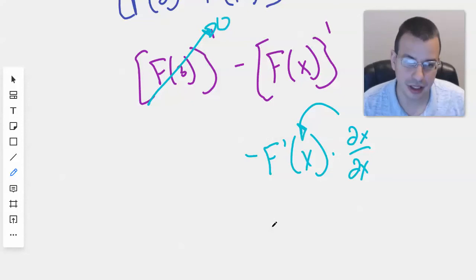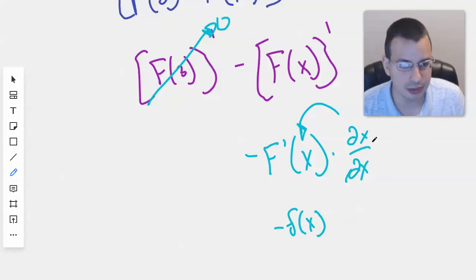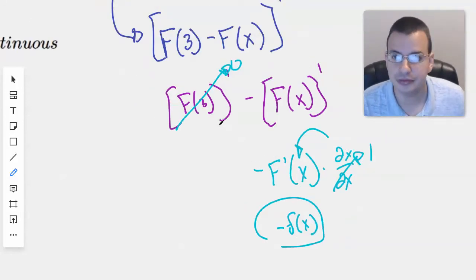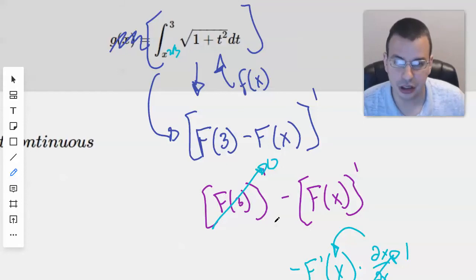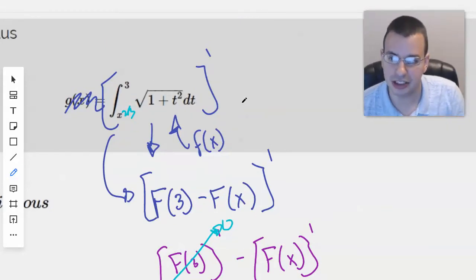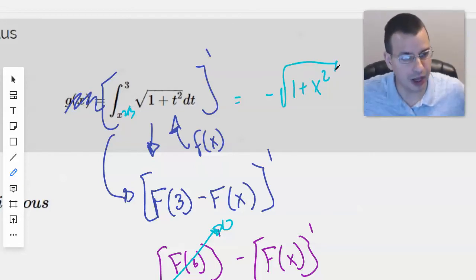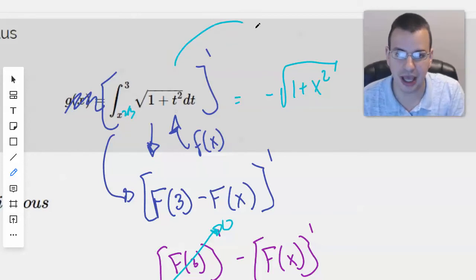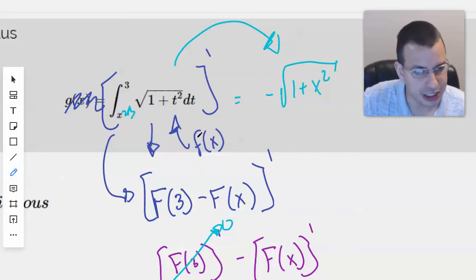So what we have here then is negative f of x times, and then this is just 1. So negative f of x, where we said here that this equation is f of x. So what we're left with then is this equals negative the square root of 1 plus x squared. You're like, what? We did all that work and we got pretty much the same thing as was just in there. Yes, pretty much the same.